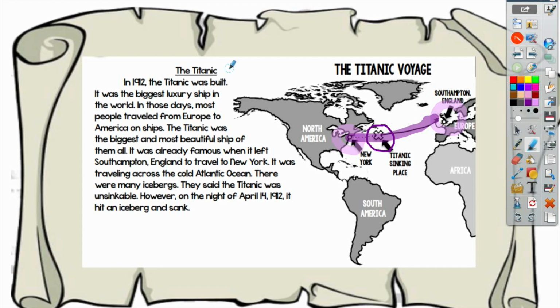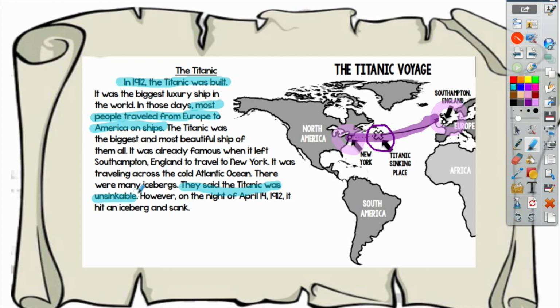One fact that the passage includes is the date that the Titanic was built. I think that's very important, so I'm going to highlight that. It was built in 1912. Another great bit of information that the passage gives us is it tells us that back then most people traveled from Europe to America on ships. We can see this as well in our map because it shows us the route that they took. Another great piece of information that they included is that before the Titanic left, they said that this ship was unsinkable.